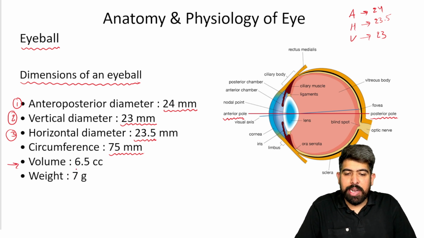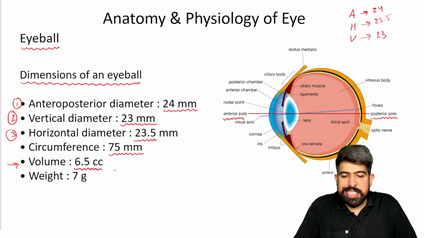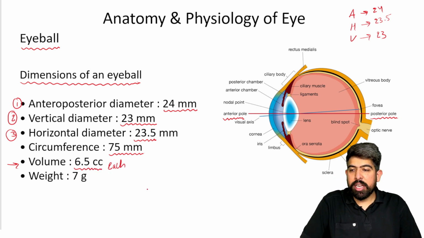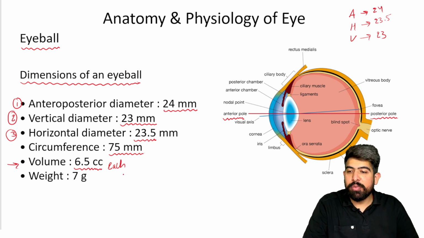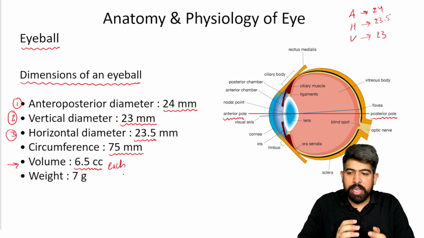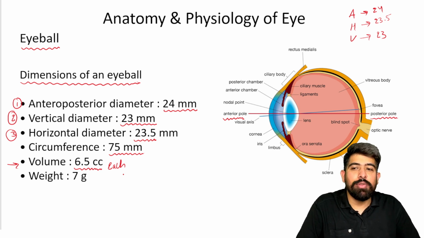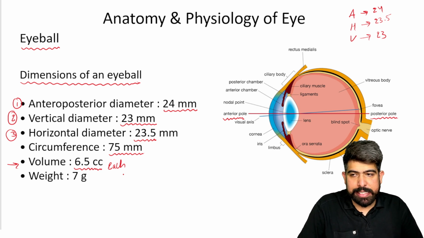Yes, the volume of our eyeball, each eyeball is 6.5 cc. Please remember, it is for each. I'm not talking about both of the eyeballs. Both are different, having 6.5 and 6.5. So if I'm talking about one eyeball, one eyeball has a volume of 6.5 cc.